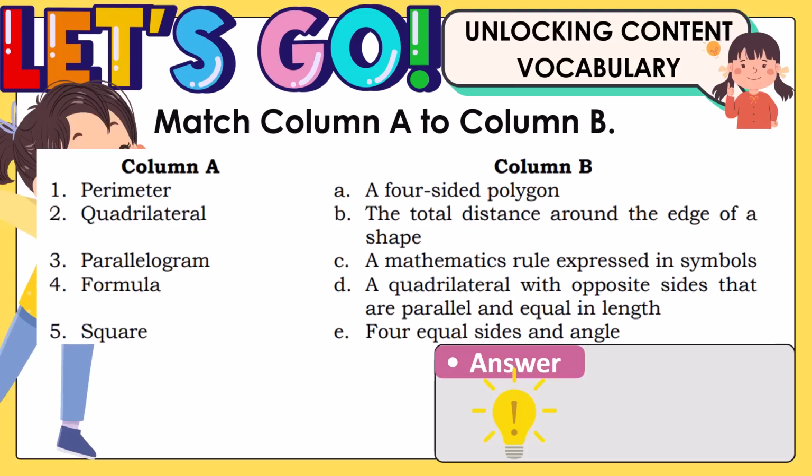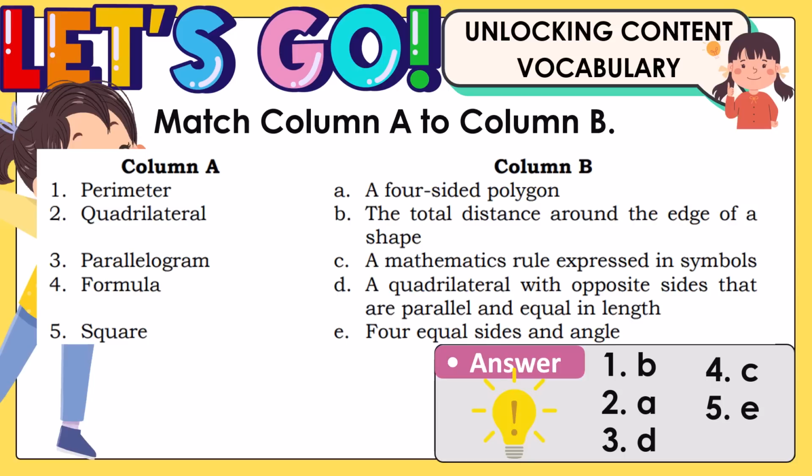Let us answer. Number 1, perimeter. The answer is letter B, the total distance around the edge of a shape. Number 2, quadrilateral. The answer, letter A, a four-sided polygon. Number 3, parallelogram. The answer, letter D, a quadrilateral with opposite sides that are parallel and equal in length.